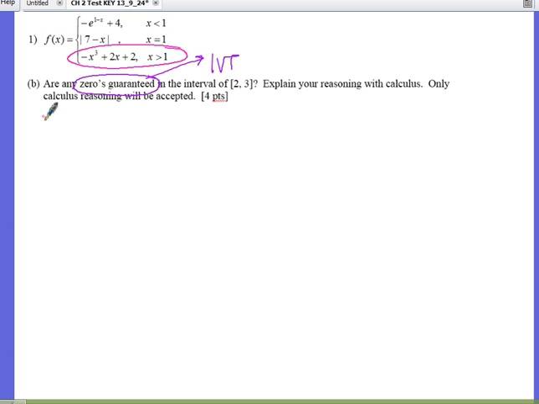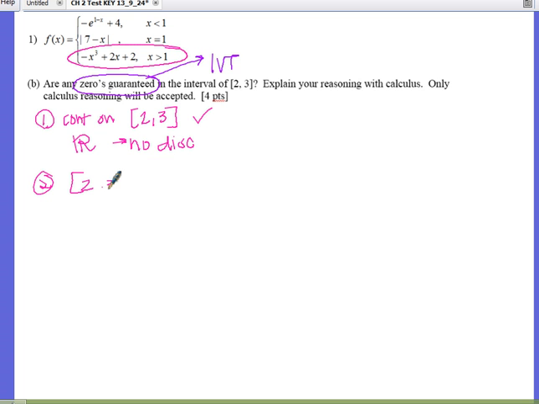So if we're doing IVT, first of all, we want to know that the function is continuous on the closed interval of 2 to 3. And we know that this is a cubic function, so the domain is all real numbers. There's no discontinuities. So I know that it's continuous on the closed interval from 2 to 3, which means it's also closed. So we got those two.